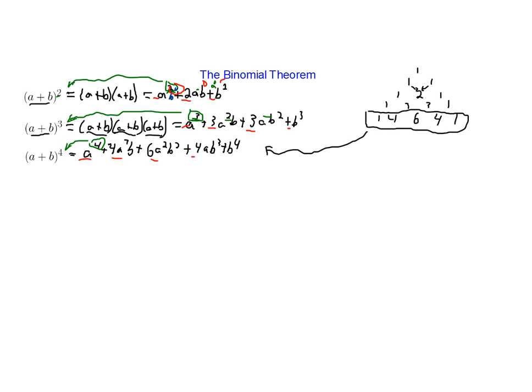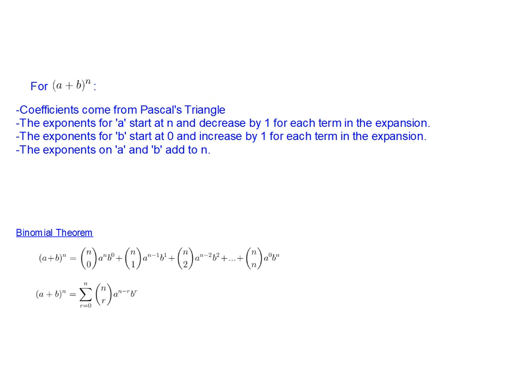and then a 2. Sorry, there it is. And then same thing here. The exponent on the b was a 0, a 1, a 2, and a 3. So the exponents on the a's start at this value here and decrease by 1. The exponent on the b's start at 0 and increase by 1. So that's kind of what this bit says here. So the exponent for the a starts at n and decreases, that's important, decreases by 1 each time, and the exponents for b start at 0 and increase by 1 for each term in the expansion.